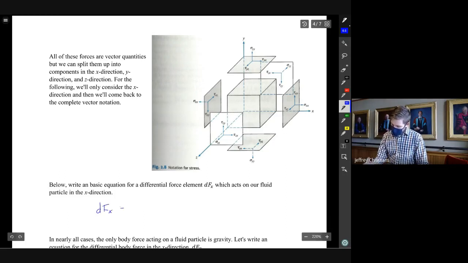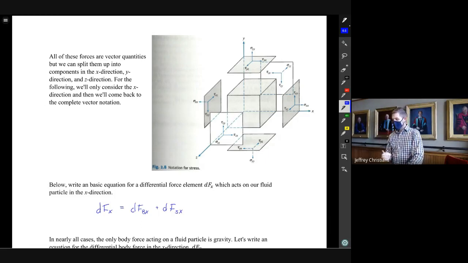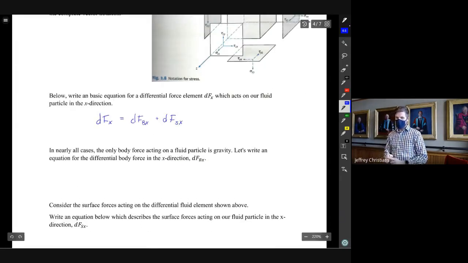So the total forces in the x direction are going to be equal to the body forces plus surface forces. So for a differential force element in the x direction, the force on our little tiny cube is the body forces on that little tiny cube plus surface forces. In almost all cases, the body force is just gravity. That's the one that we'll look at. So what's the force due to gravity on our little tiny cube? Mass times gravity, right?